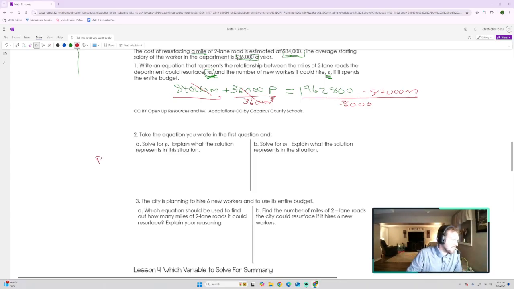Divide everything by 36,000. Again, same steps you took in all those previous problems. So I would get that P equals 1,962,800 minus 84,000 M, divided by 36,000. And if it wants us to explain it, I'm not going to write it down, but I want you to write down what I'm saying. That represents the number of workers, given that we know the number of miles that we are going to do. So depending on the number of miles that I do, I can figure out the number of people I can hire, given my constraint, given my budget.